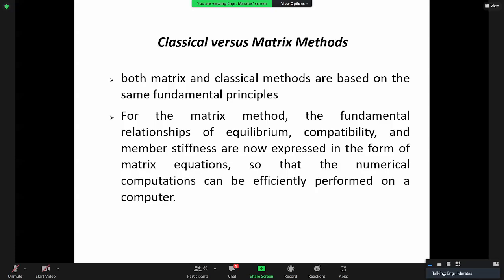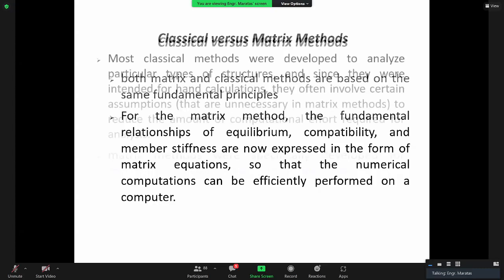Okay? So this matrix method is not intended for manual calculations. This is really intended for computer programming. It is easier to program if it is in matrix form, rather than using the classical approach which has many variations, whereas a matrix method has a uniform approach. So again, the purpose of this is just to program the computer.